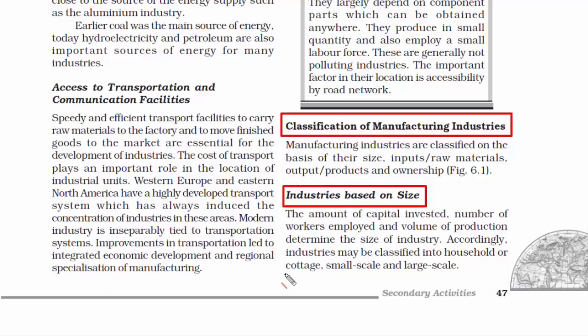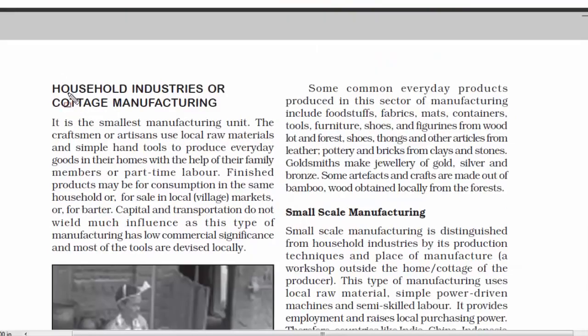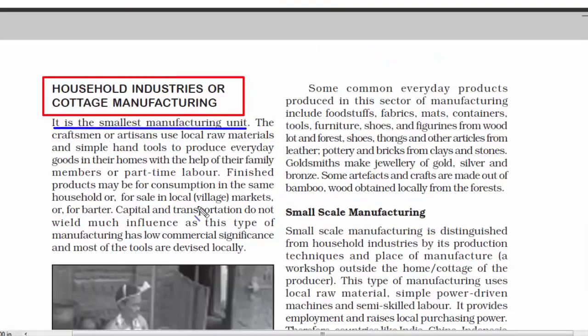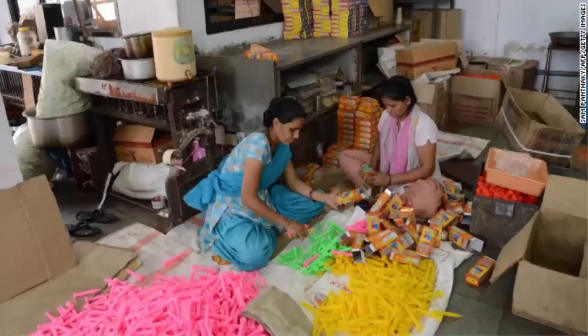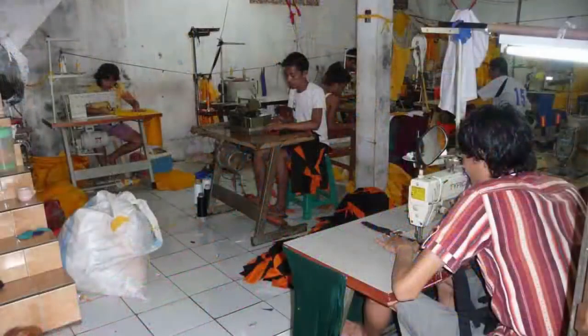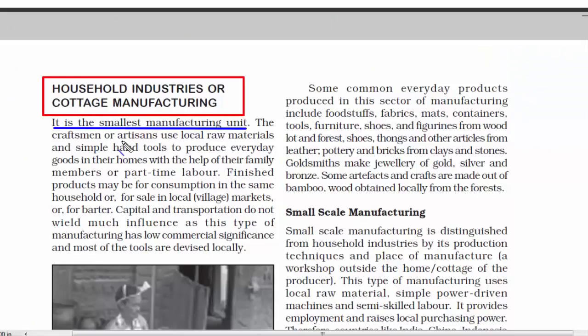But under this, we have three more categories. Let's get to know each one of them. The first one is household industries or cottage manufacturing. The moment the word household comes, it has to be a small manufacturing unit, because most of it is being done in your house or backyard or some small garage sort of place. So here the output is also low.